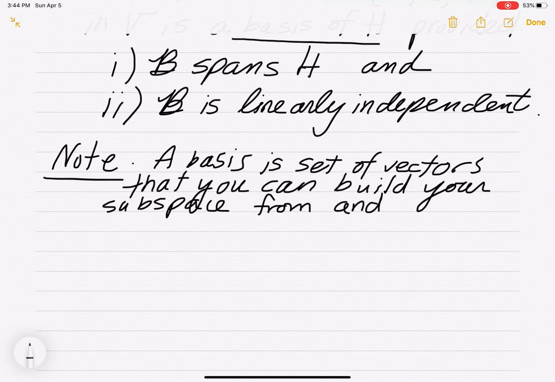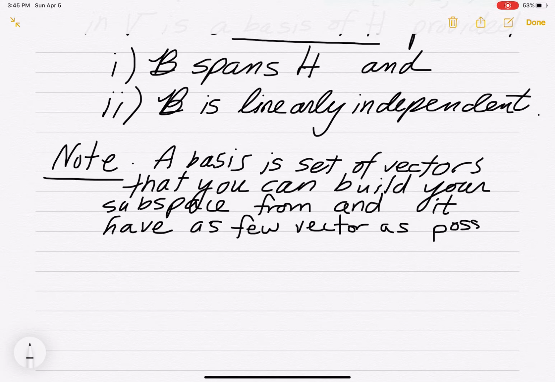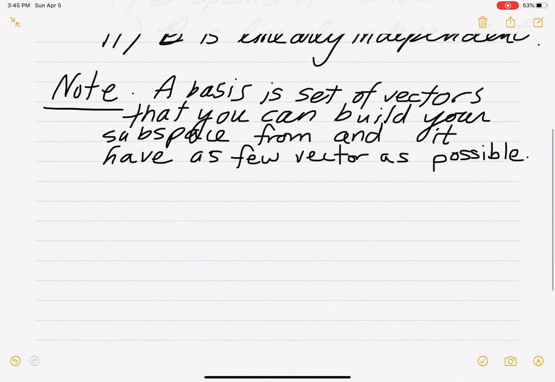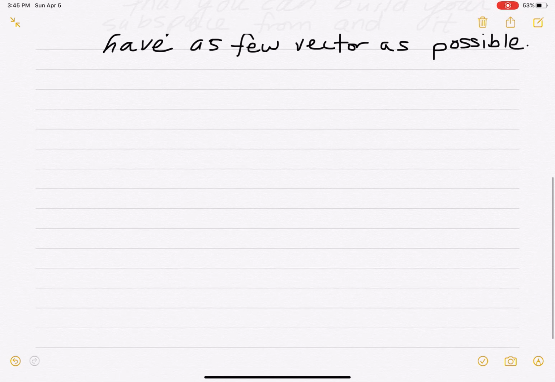So none of the vectors are redundant. None of the vectors depend on the other vectors. So you don't want any redundant vectors, so you want it to be the minimal set. A basis is a set of vectors that you can build your subspace from, and it has as few vectors as possible. That's essentially what a basis is. It's the smallest set of vectors from which you can build your subspace. It turns out you don't always have just one basis for a subspace. You can have multiple bases. Here's a very famous example of a basis.